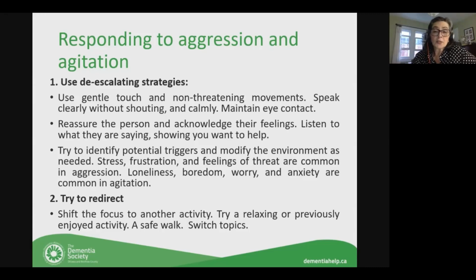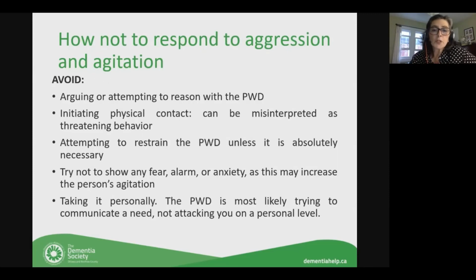Sometimes that is all that's needed, but without minimizing, and do that before trying to de-escalate the emotion, because otherwise they're very stuck on that and feel like no one is listening, right? Avoid arguing or attempting to reason. And if you initiate physical contact, sometimes if they're agitated, they might think that that's actually threatening behavior.